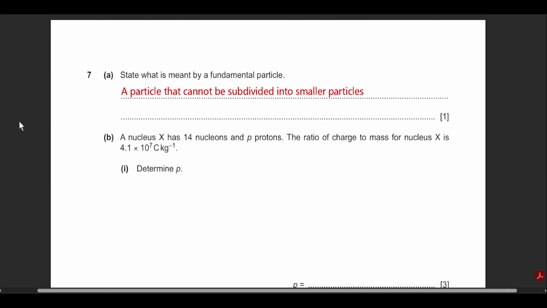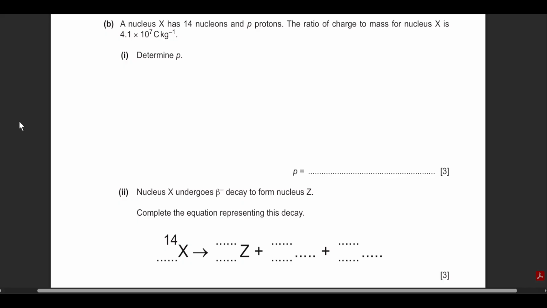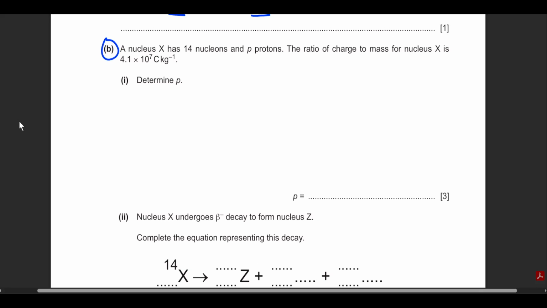Okay. Question 7. Very straightforward. He says, what is meant by fundamental particles? A particle that cannot be subdivided into smaller particles. He says the nuclear. This is a new part, and this is a good question because it makes you think like a nuclear scientist.